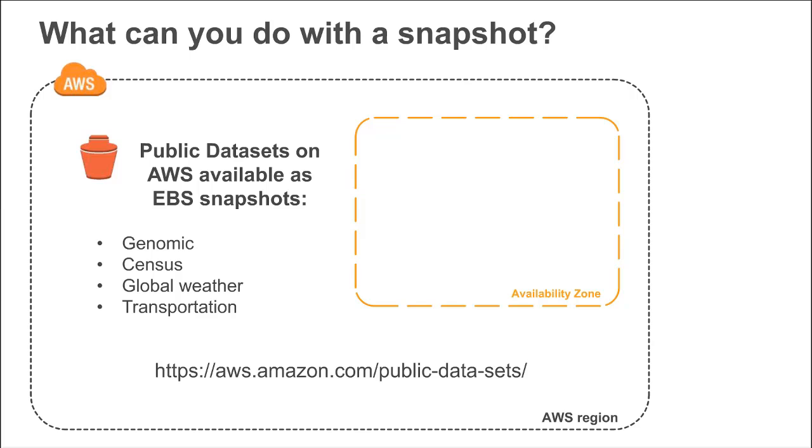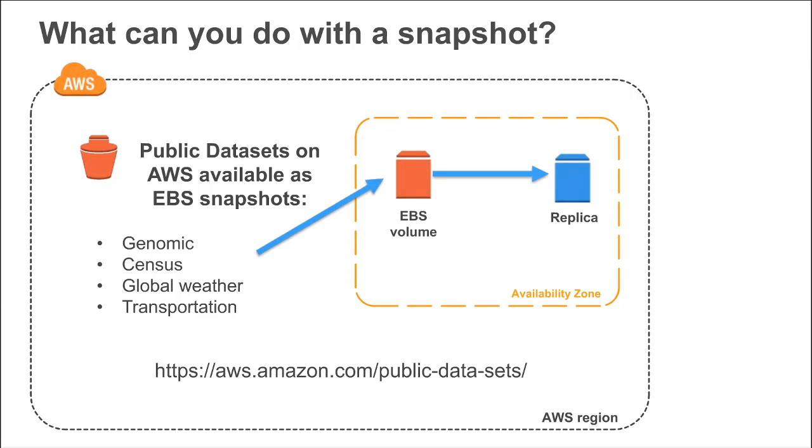So how else can you use snapshots? As I mentioned earlier, you can share snapshots with other AWS accounts. You can also make snapshots public. In this case, there are some public data sets available for you to get access to. Some of the data includes genomic, census, weather, or transportation information. All of these data sets are available to you as EBS snapshots with a snapshot ID, which you can use to create an EBS volume from, so you could have access to this data set. You can also share your data to the public by just modifying the permissions of your EBS snapshot.